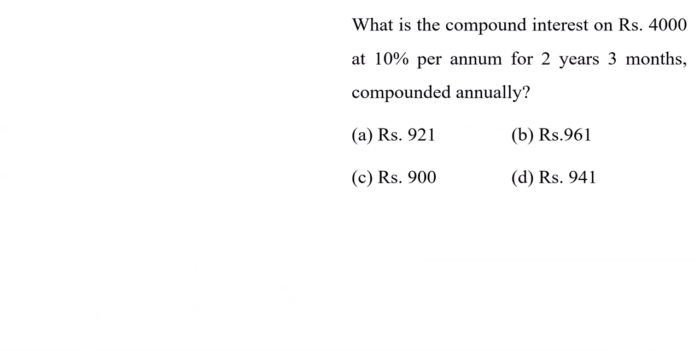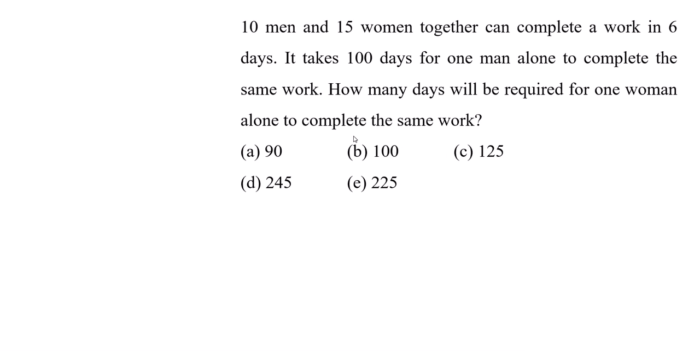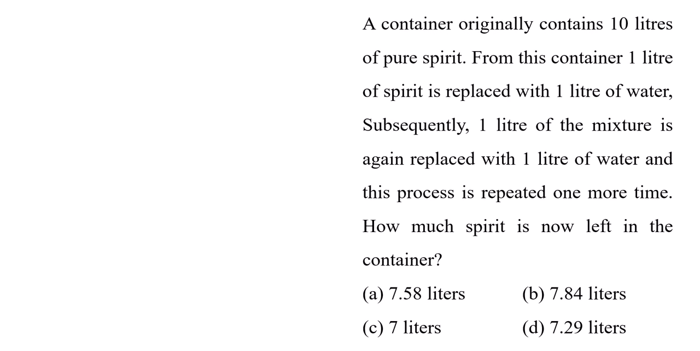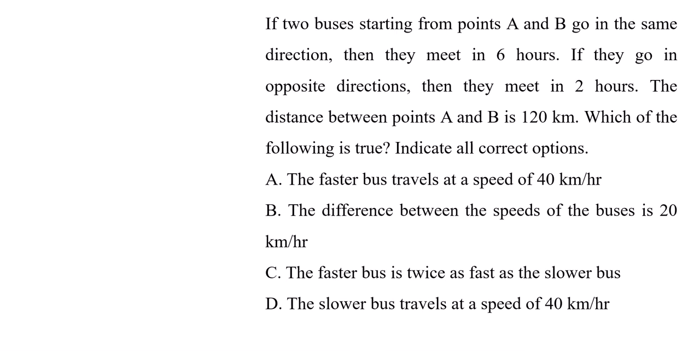This is again compound interest, but there is a good update in this question: compound interest on rupees 4,000 at 10% per annum for 2 years, 3 months, compounded annually. See, this type of question is already there in your booklet as well. I'll just add certain new questions; discussing some new questions is better. I'll move forward to find some new questions on that area itself.